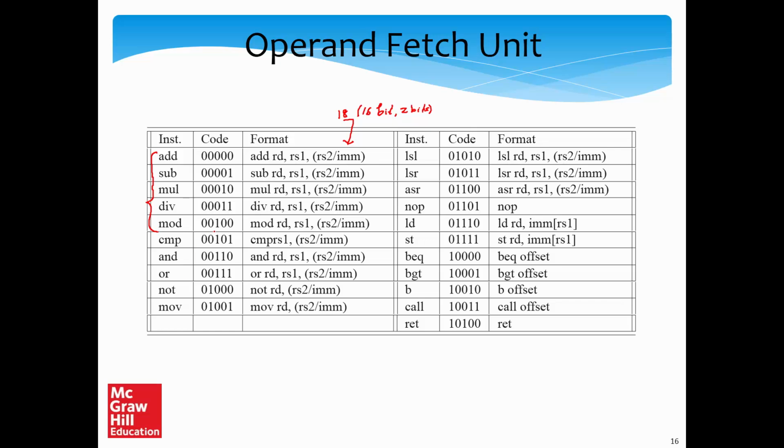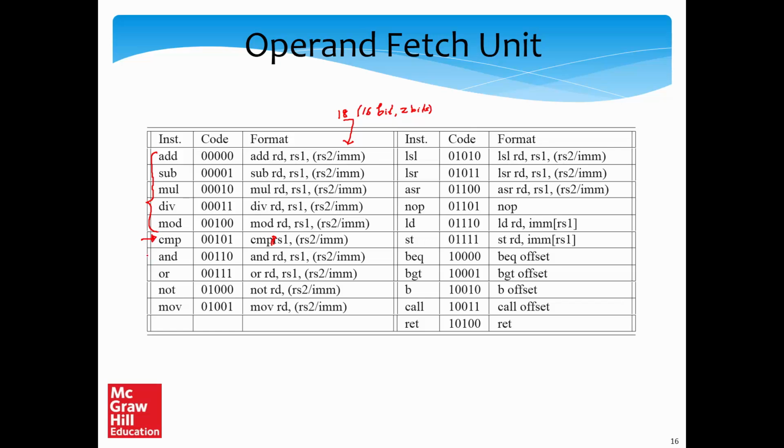Then we have the compare instruction. So there actually should be a space here, right? So it's compare space rs1 comma rs2 slash immediate. Here rs1 is register source 1, and rs2 slash immediate is either a register source or an immediate, a constant value.